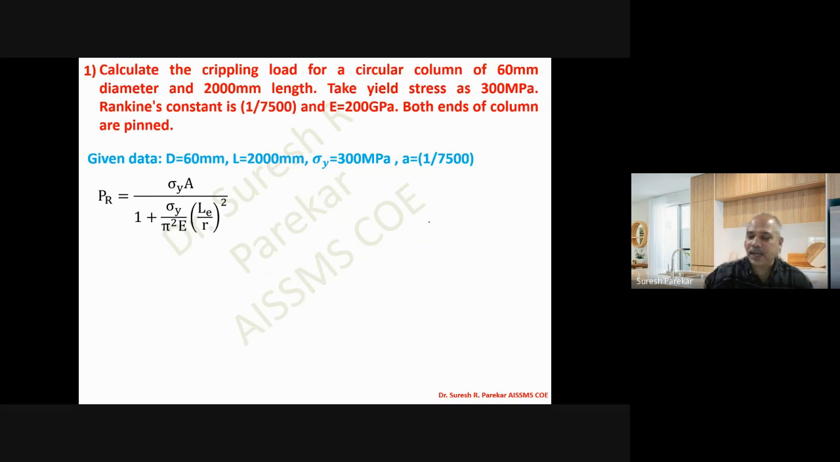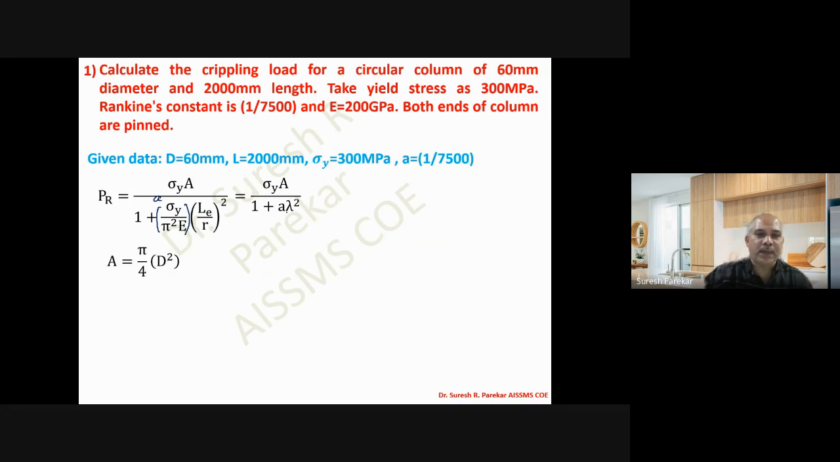Now we have PR, that is Rankine's formula, that is sigma Y into A, where sigma Y is the yield stress, into A divided by 1 plus sigma Y upon pi square E. Again we have this as Rankine's constant into Le upon r whole square. So effective length and radius of gyration. So that will be sigma Y A upon 1 plus a lambda square.